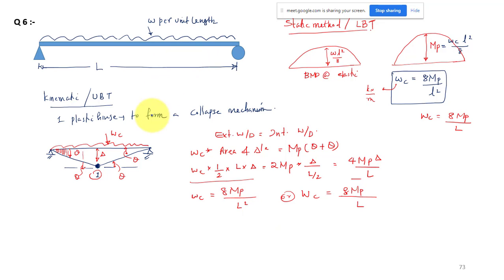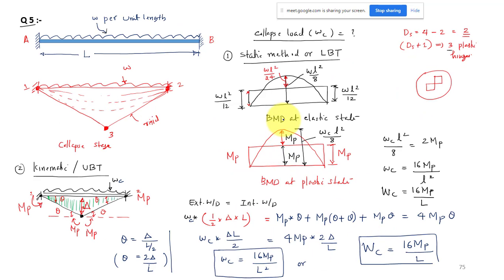The collapse load is 8 Mp by L square, or 8 Mp by L, and for this fixed beam, for the same loading, the load carrying capacity has become doubled. Its collapse load was 8 Mp by L for the simply supported beam with UDL, and here we have 16 Mp by L, because here we have a fixed support, so it can take more load. So this is your collapse load.